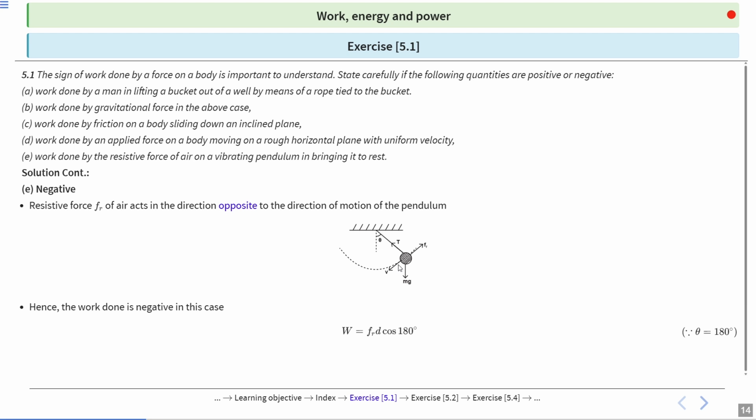Why? Because the angle between the resistive force and displacement is anti-parallel. So theta is 180 degrees. So W is equal to minus FrD, which is less than 0. It means the work done by the resistive force of the air on the vibrating pendulum in bringing it to rest is negative.